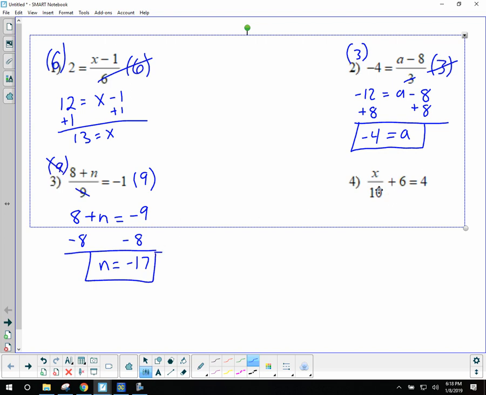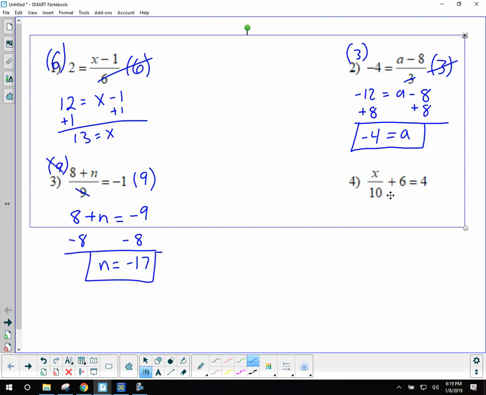Now look, number 4 is not quite like these last ones. That fraction sign stops. Okay? You can do this one of two ways. You can either A, subtract the 6 from both sides, and then times 10, or you can multiply everything times 10. A lot of students like to do that, and then solve it. Okay?